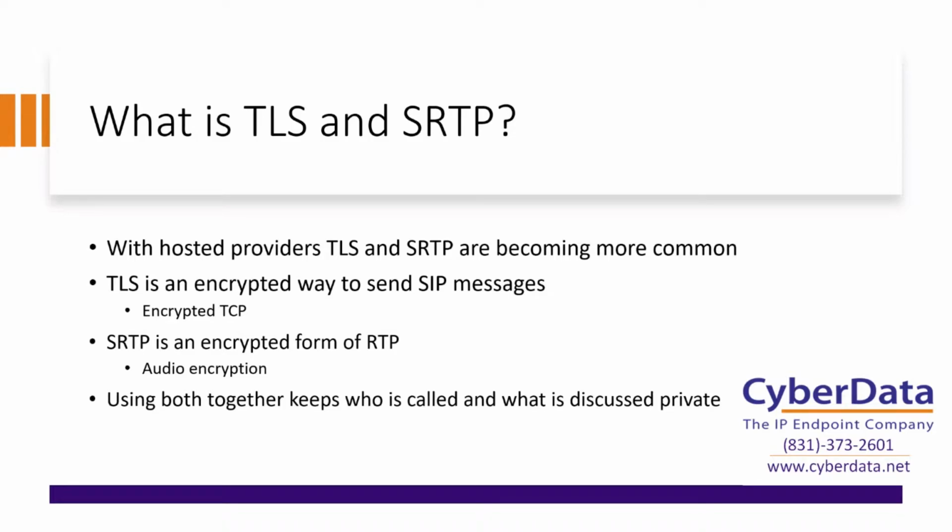So what TLS does is it's an encrypted way to actually send the SIP messages. And those are the messages that actually set up the call. So when you pick up your phone and you dial 123 to call the front office, that's sending a SIP message to the server, then to the receiving phone to initiate that call. And with TLS, it's encrypting all of those messages. Specifically, it's an encrypted form of TCP, or Transmission Control Protocol.